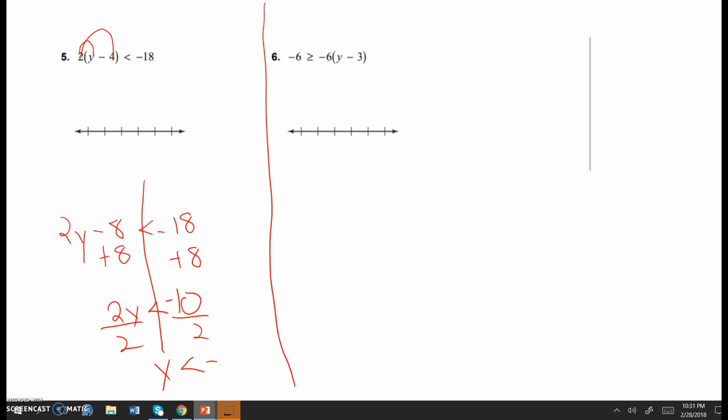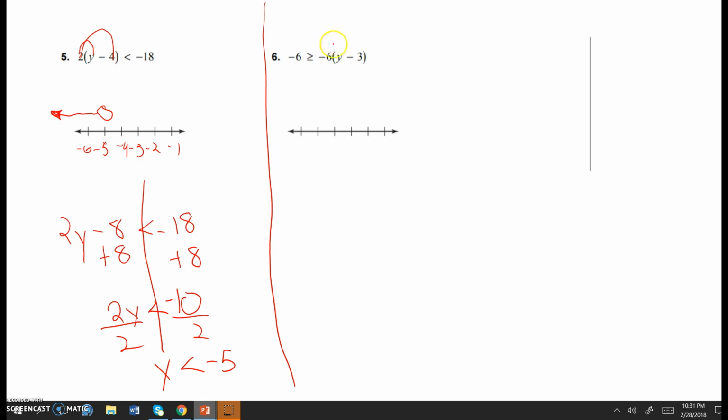Okay, so negative 10 divided by 2 is negative 5. So negative 6, negative 5, negative 4, negative 3, negative 2, negative 1. It's an open circle above negative 5, and y is anything less. So it's this way. Sorry for my terrible circles. This thing is really hard to write with.